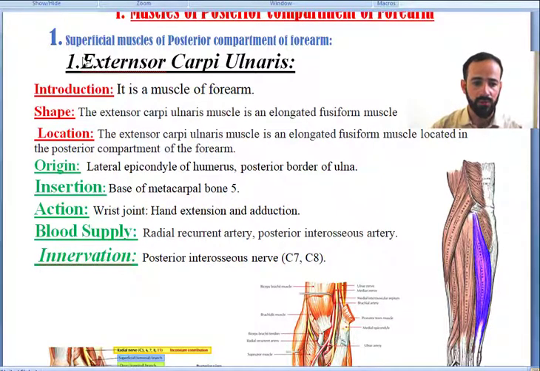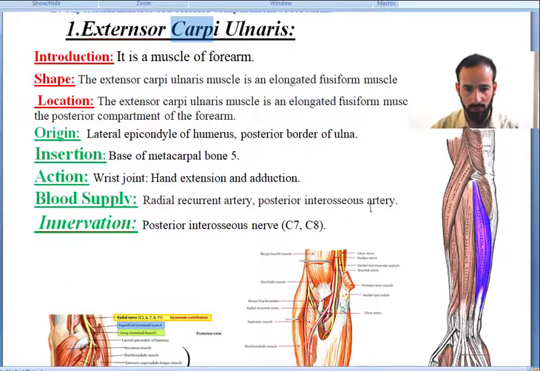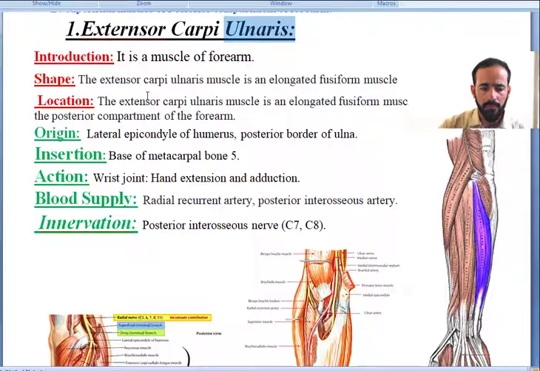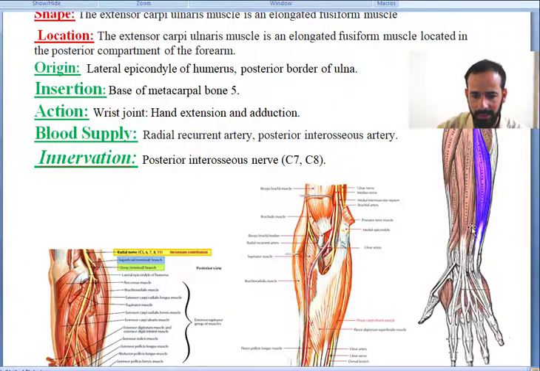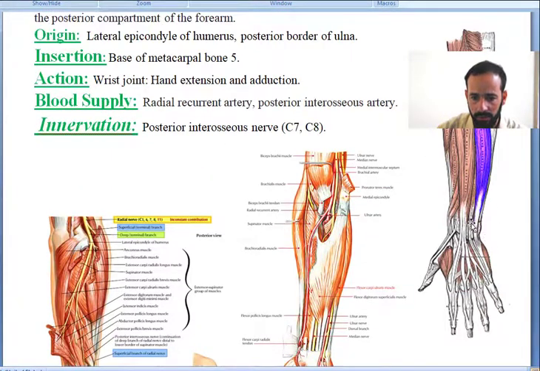Let's begin. The first muscle is the extensor carpi ulnaris. Extensor means it will cause extension. Carpi means it goes towards the carpal bones, and ulnaris means it comes in the way of the ulna, right? So it's a muscle of the forearm. The extensor carpi ulnaris is an elongated fusiform muscle. This is the extensor carpi ulnaris. You can see this one, right?